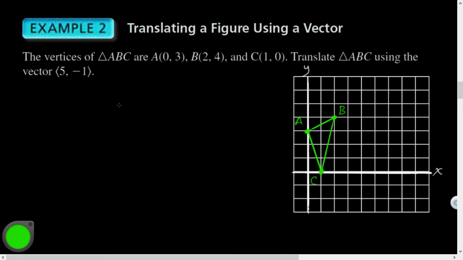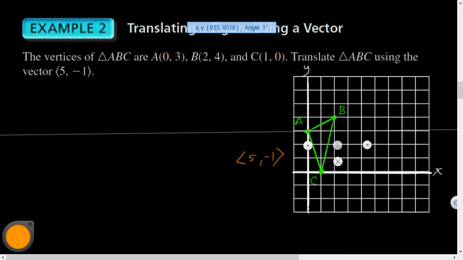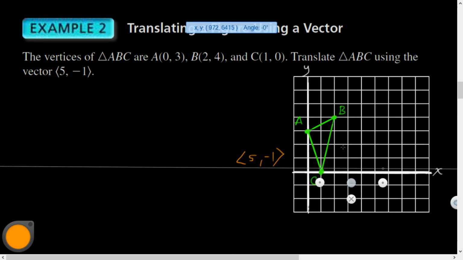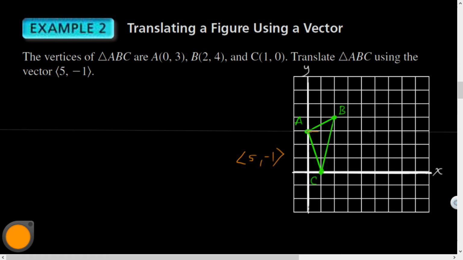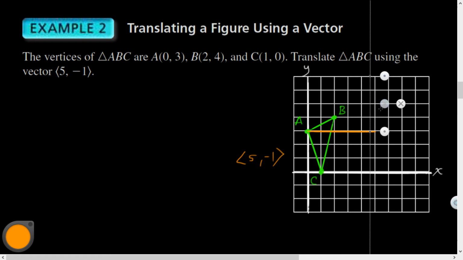We're moving this by vector 5, -1. Okay, so the vector 5, -1 is telling us to move horizontally by 5 and vertically by 1. Let me get a roughly horizontal line here. All right, let's map point A. If I move 5 points, 1, 2, 3, 4, 5, landing about there, and then down 1.